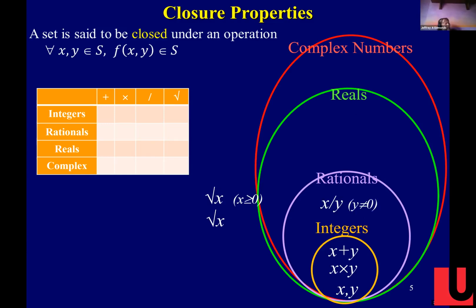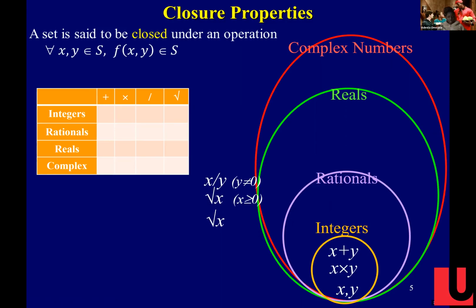Are they closed under division? No. 2 is an integer, 3 is an integer, but 2 divided by 3 is not an integer. It's a rational, right? So rationals are closed under division, but integers are not, right?